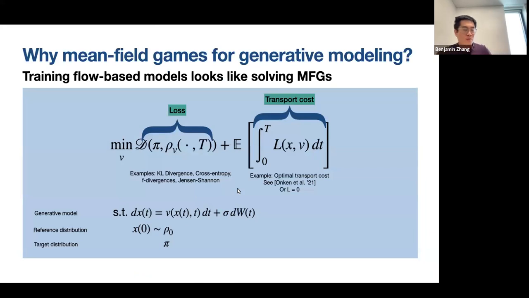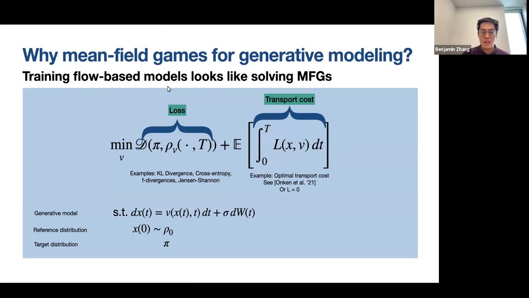So you might wonder why mean field games for generative modeling. We were staring at different types of functionals that are used to train the generative models, and they all just look like this. This is a very qualitative, hand-wavy description, okay? The idea is that a lot of these flow-based generative models look like they're solving some sort of a mean field game.